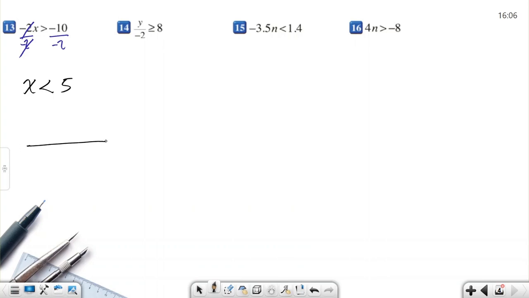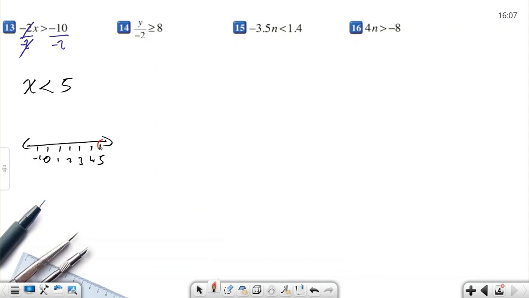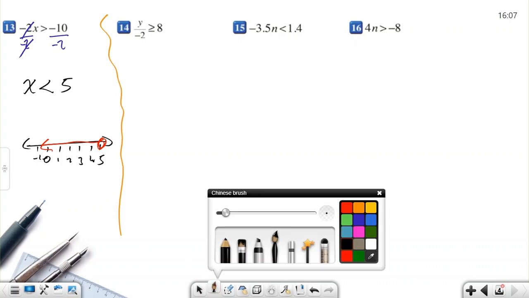I hope the graph part is okay. So minus 1, 0, 1, 2, 3, 4, 5. So 5 is not included, an empty circle, and all numbers less than 5 are our solution set. After that, I'm not going to draw the graph. You can handle the graph drawing part.